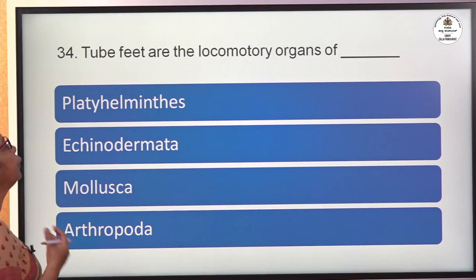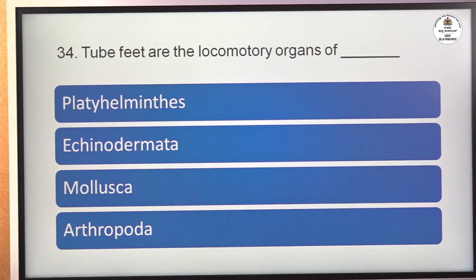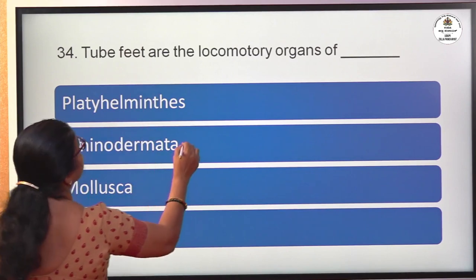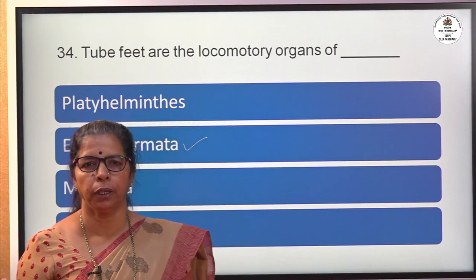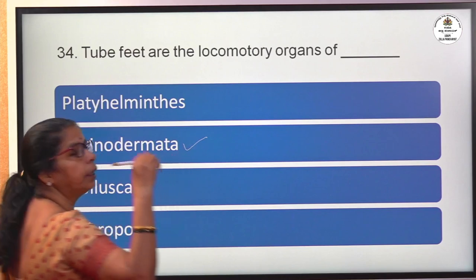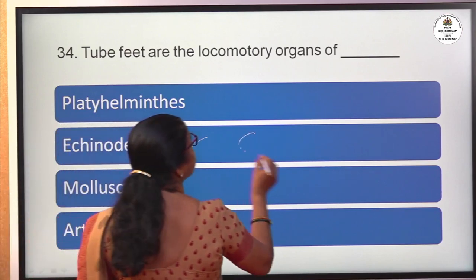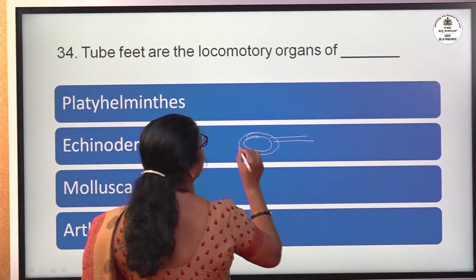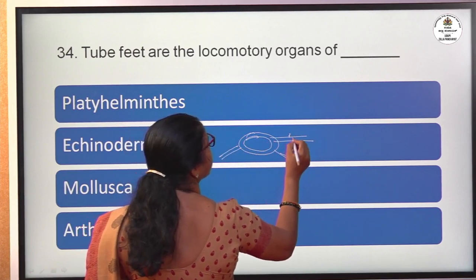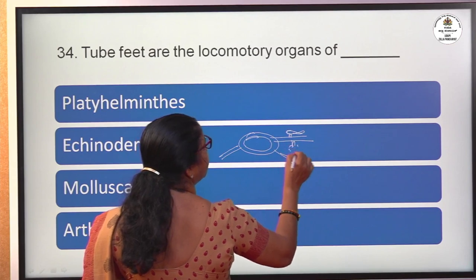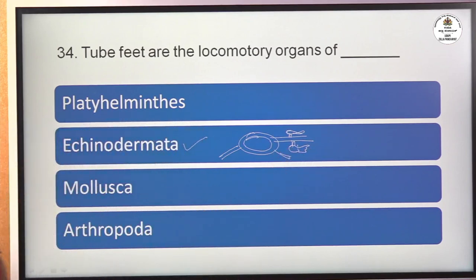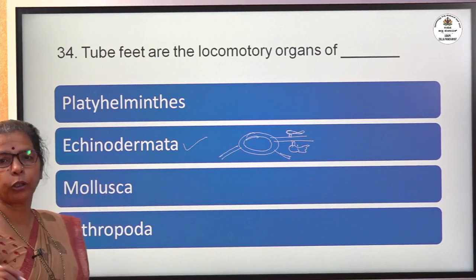Tube feet are the locomotory organs of echinoderms. They are a special type of structure, the tube feet, meant for locomotion, and also meant for osmoregulation. So, they have the water vascular system, which has a ring canal, then radial canals. These radial canals are with the tubules, the tube feet. So, these tube feet are meant for osmoregulation, and also act as locomotory structures.